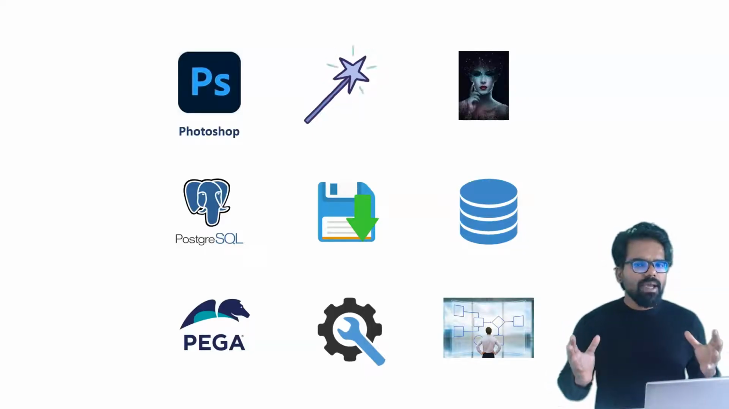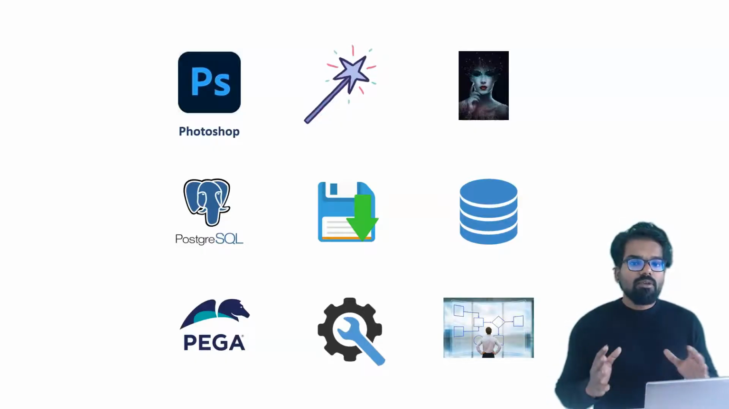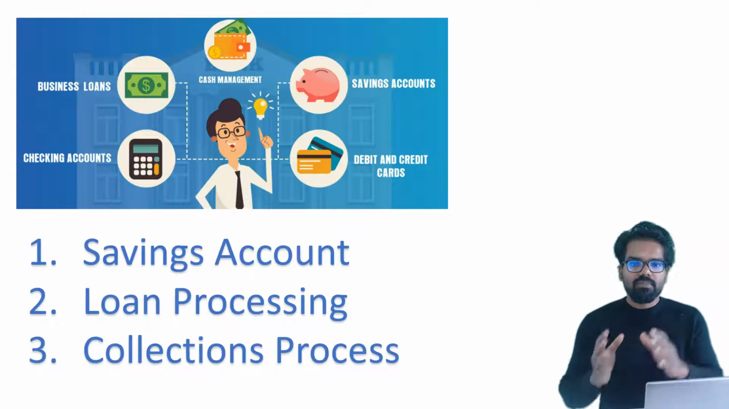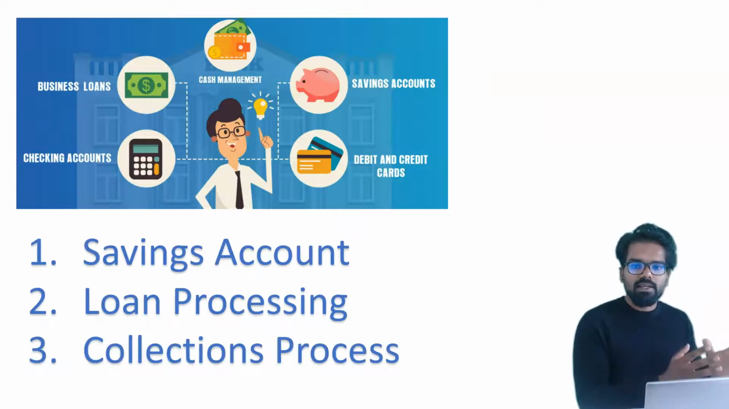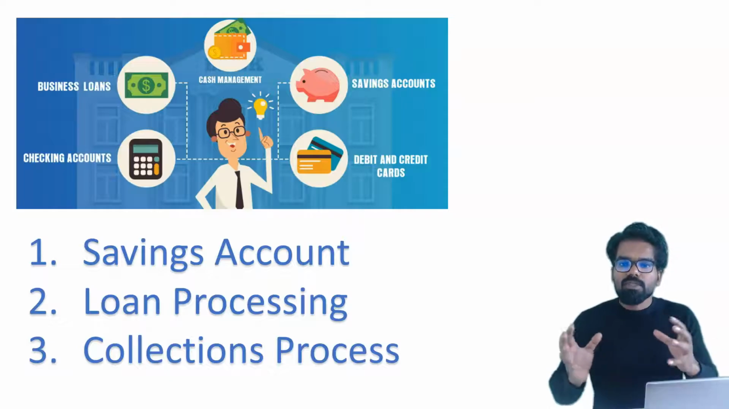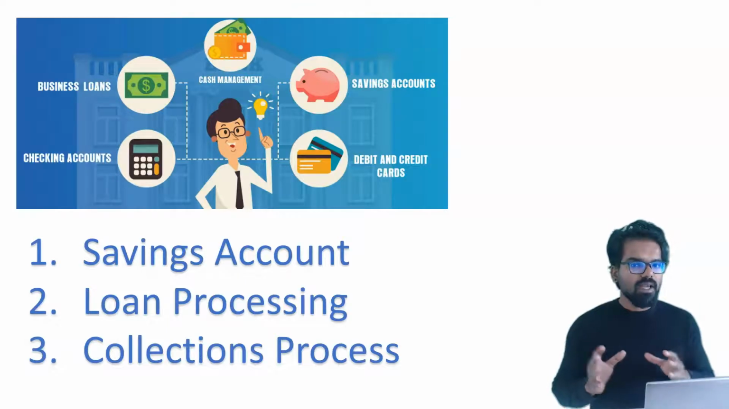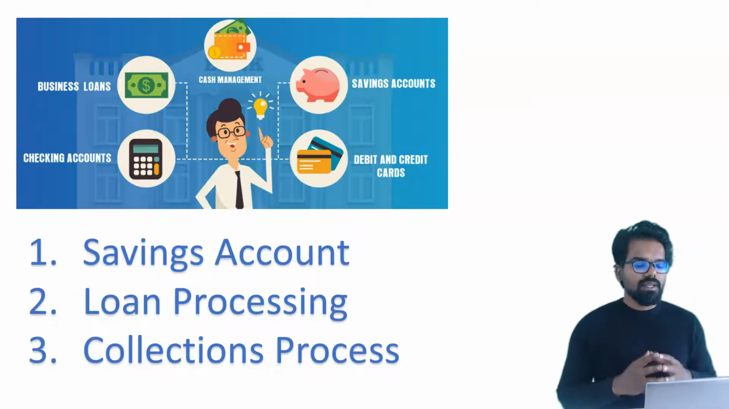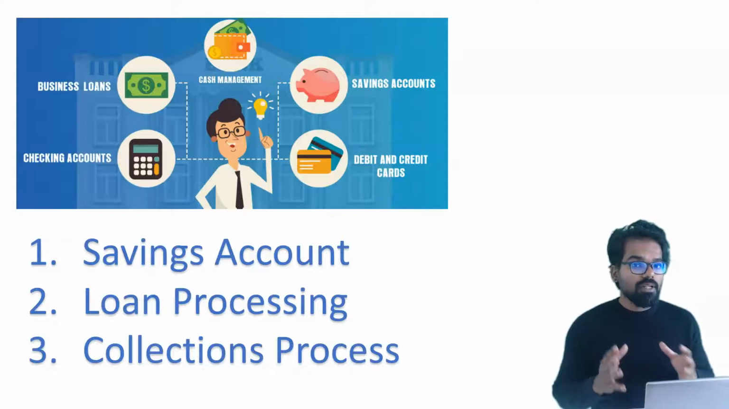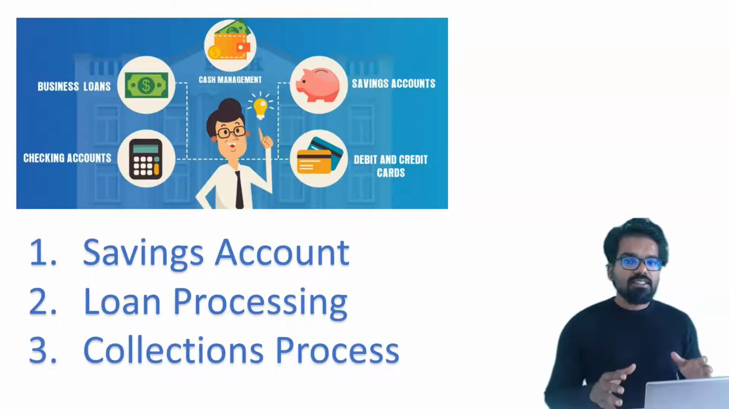So what exactly is meant by the term business process? You can find business processes in almost any organization in the world. Be it a banking organization, insurance organization, or a healthcare organization, every organization revolves around a lot of business processes. For simplicity, I will take an example of a banking organization. Whatever you see on the screen, these can be the three main business processes involved in a banking organization. First is savings account.